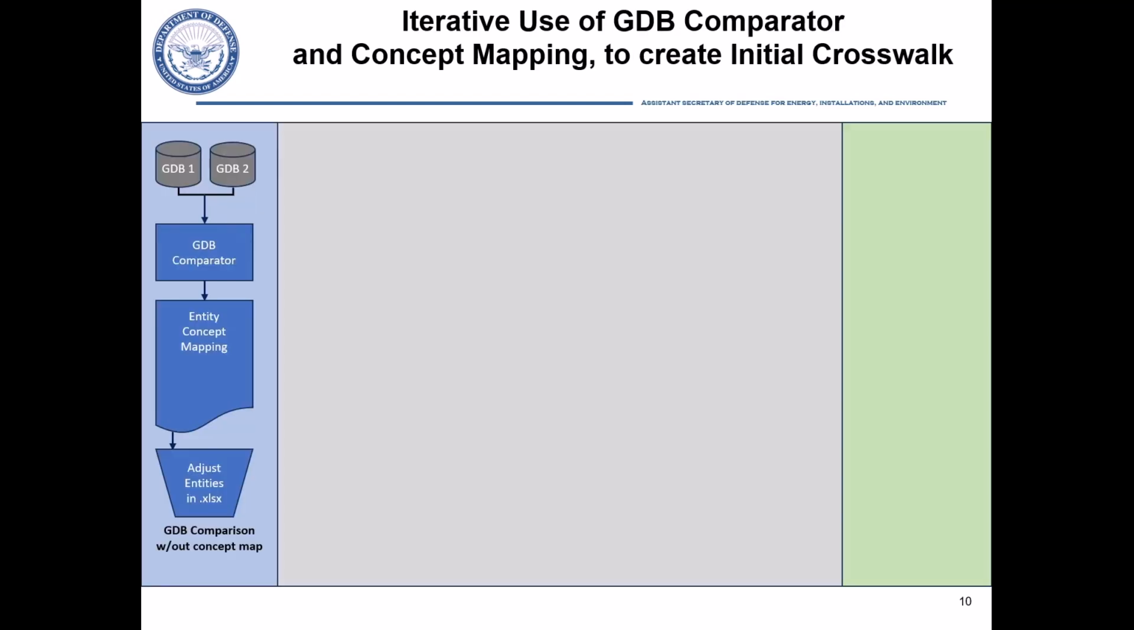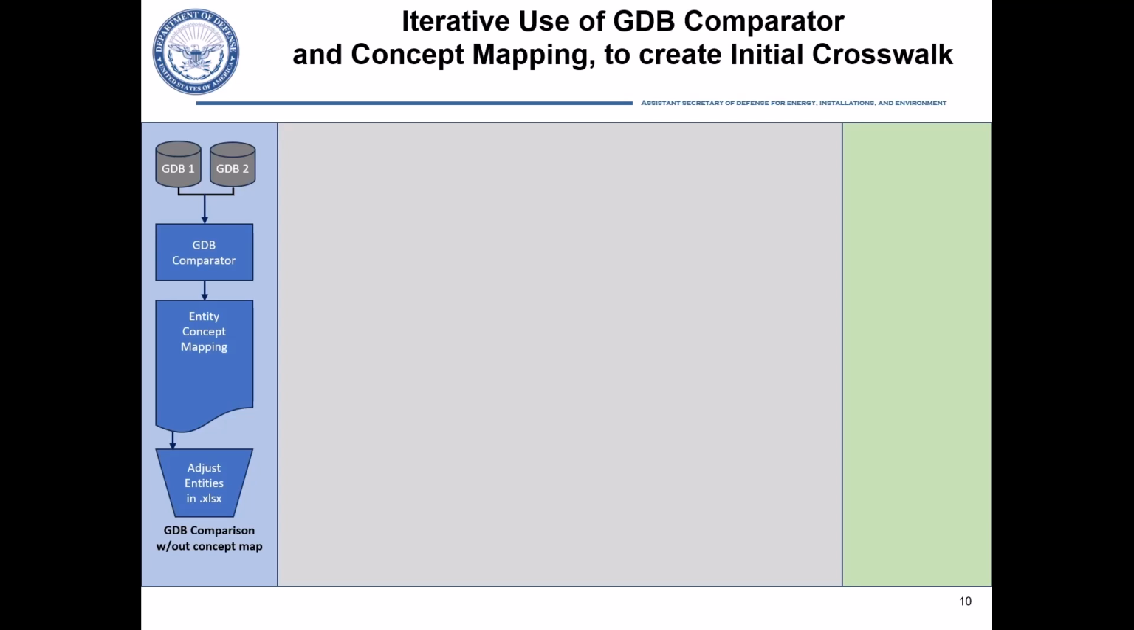This diagram depicts the use case described previously, in which the GDB comparator is run iteratively, each subsequent time using an updated concept mapping workbook to adjust matches in the next lower level of the element hierarchy. Note that the example just discussed on the previous slide, in which matches in the Entity tab were adjusted and splits and merges were established, is illustrated in the blue shaded area at the left-hand side of this diagram and at the start of the chain.